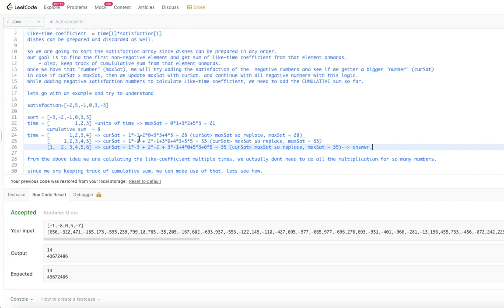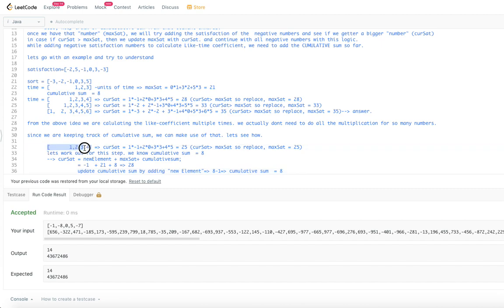Since we are keeping on calculating the like time coefficient multiple times, we can employ the technique of cumulative sum. That's what we discussed, right? Cumulative sum is the sum so far of the numbers that we have calculated or used, basically. So we will employ the cumulative sum and see what we are going to do, right? Just like we went through these three steps, we are going to do a similar example. I'm going to consider the same example and we will go through it by using the cumulative sum. In that case, we are not going to calculate this many multiplications or whatsoever, right? So let's go down.